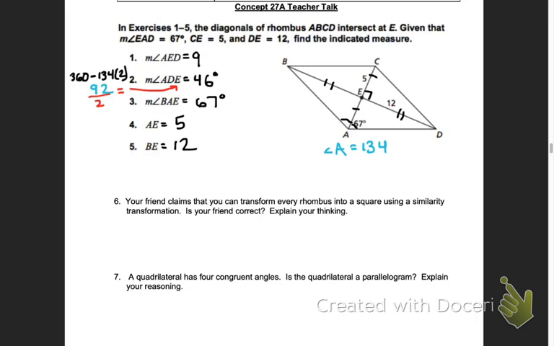So we're going to divide it by 2 to give us 46. Looking at that again though, 46 degrees, that appears to be the measure of the entire angle D. So I think I should divide that by 2 again. We actually get 23 degrees as that measure.